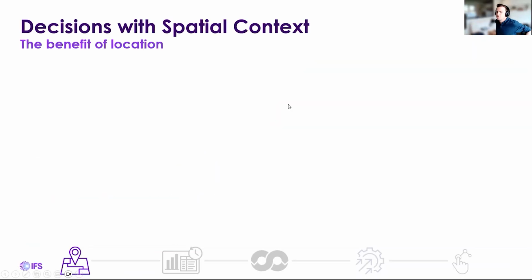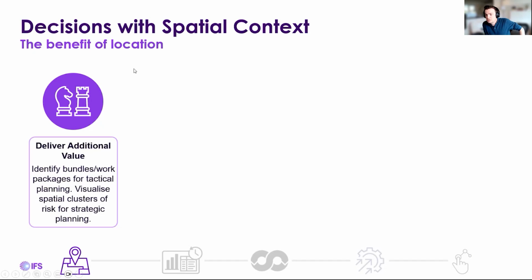So decisions within a spatial context, what is the benefit of that? Well, for one, we can deliver additional value. So identifying bundles or work packages for tactical planning purposes, and visualize spatial clusters of risk for strategic planning. And this is one of the capabilities as part of our interactive GIS module. Those assets don't live in tables; they exist in space and time. And that interactive GIS capability brings us into the strategy and planning world.